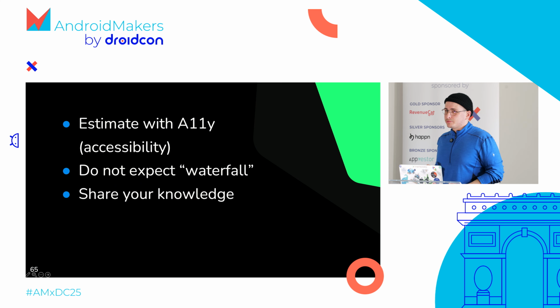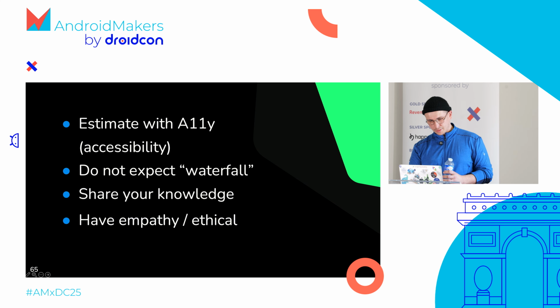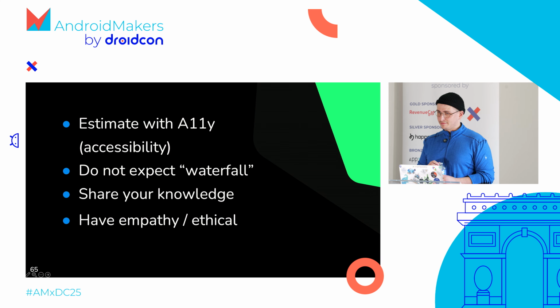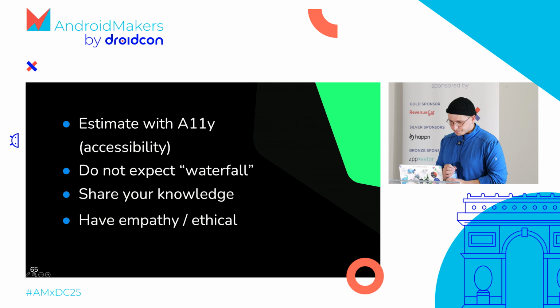Or go the extra step, check your competitors' apps, and hopefully your competitors' apps are better than yours. Then you go back to your manager and say, hey, look, our competitors are so much more accessible than we are. Makes us look bad. Let's do something about it. Maybe this will work. And have empathy, and from the talk this morning, be an ethical developer.